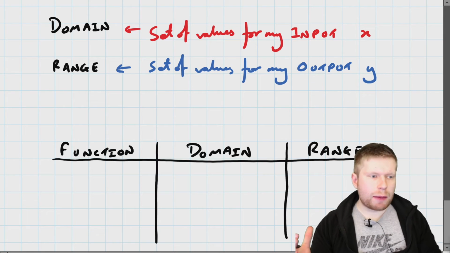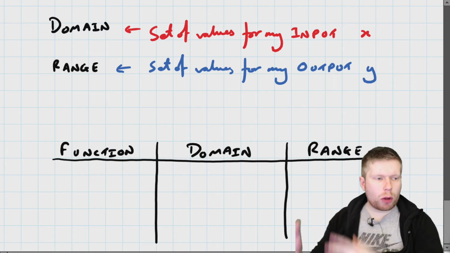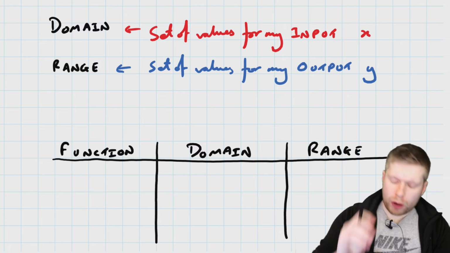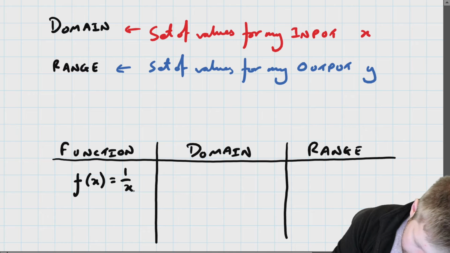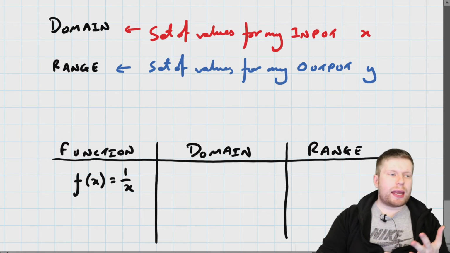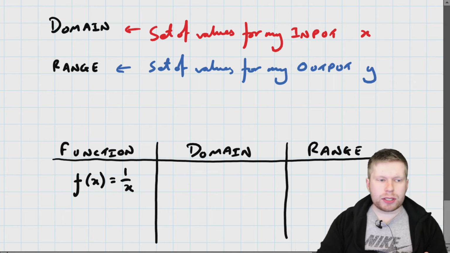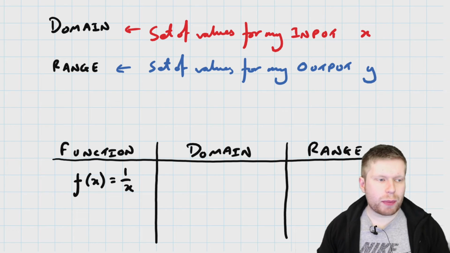Okay, so let's suppose I've got a table like this. It's basically a table with 3 columns. On the left-hand side, I'm going to just give you a function. In this case, I'm giving you f of x equals 1 over x. Then I just need to figure out what is the domain? What is the set of values for my input? And what's the range? What's the set of values for my output?